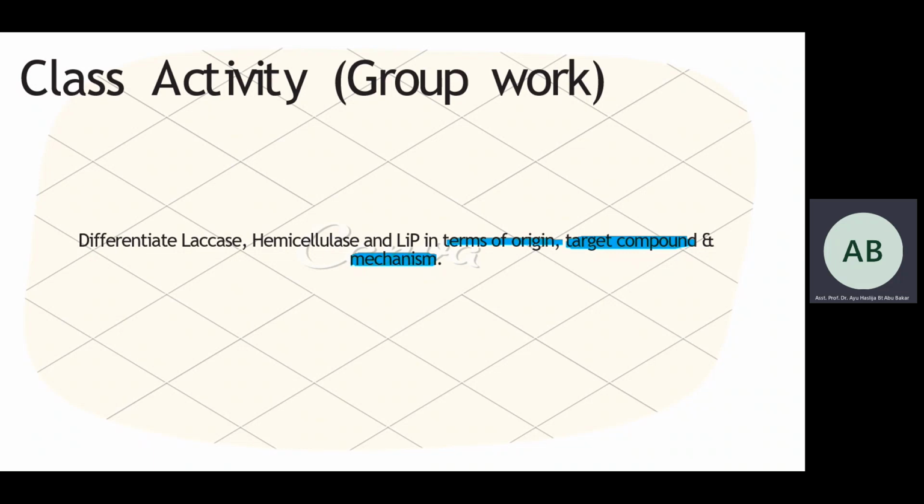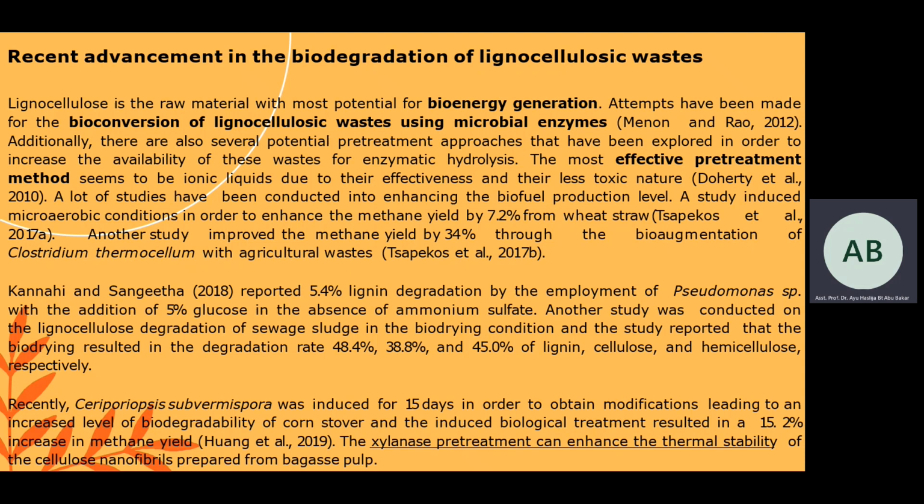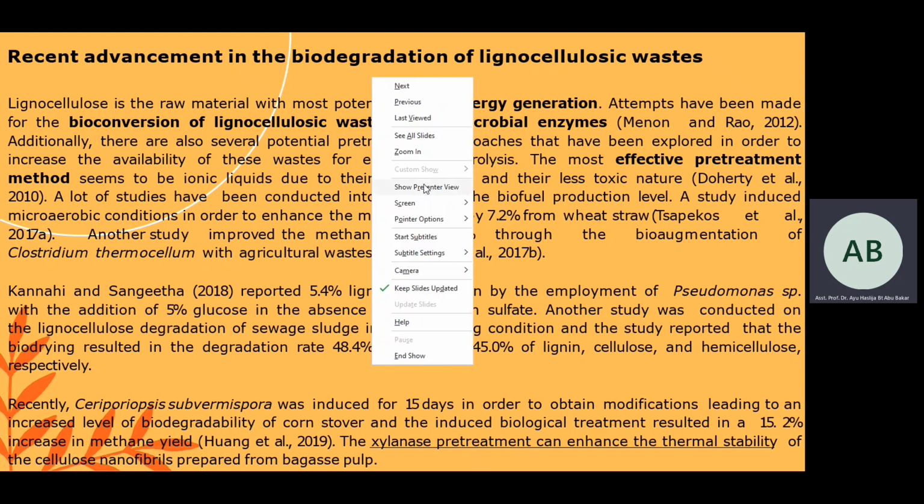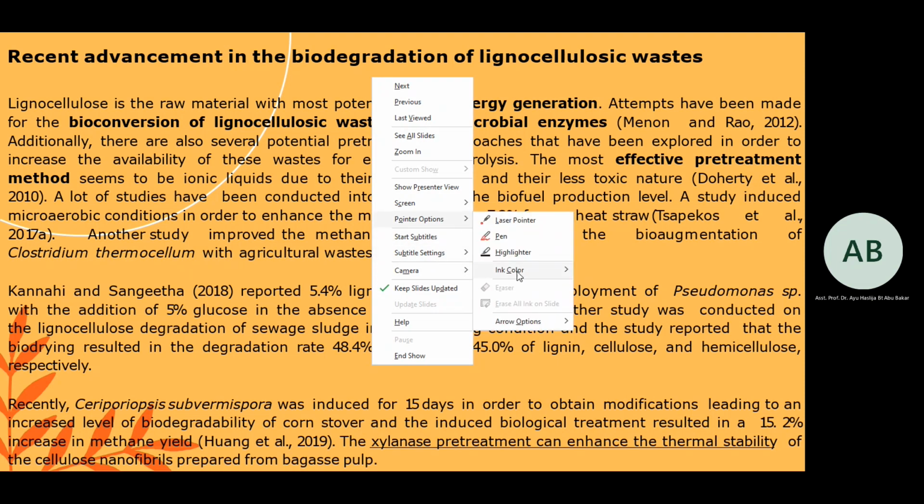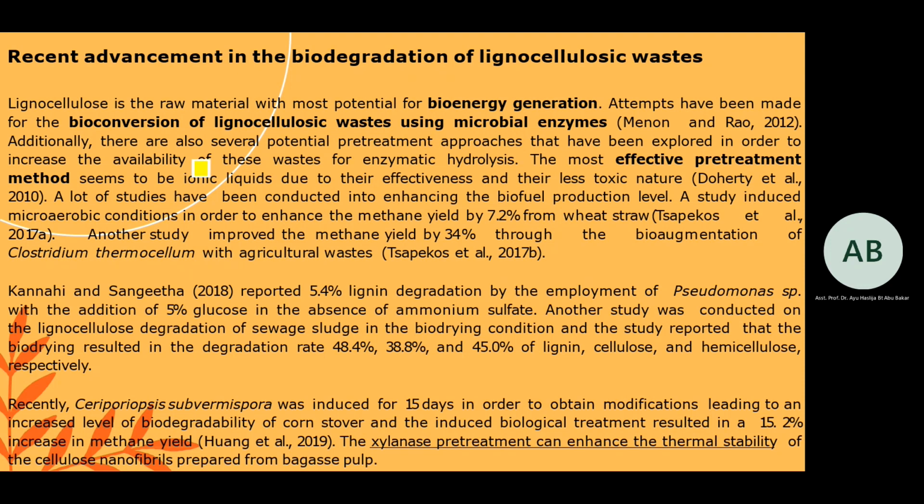Okay. So today we proceed with the recent advancement in biodegradation of lignocellulosic waste. Okay, as you know, lignocellulose is the raw material containing lignin, cellulose, hemicellulose. So there are potential applications for all this kind of lignocellulosic waste. Okay, there is potential for application in bioenergy generation.